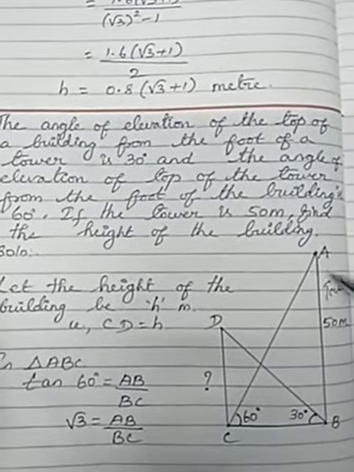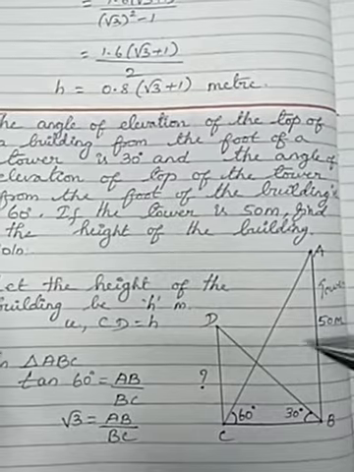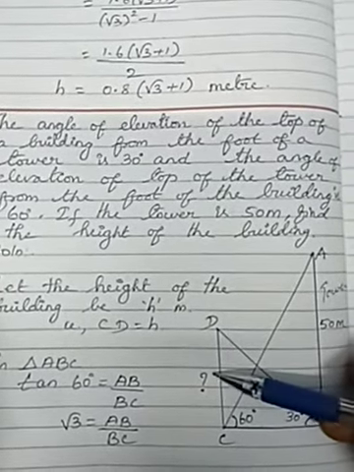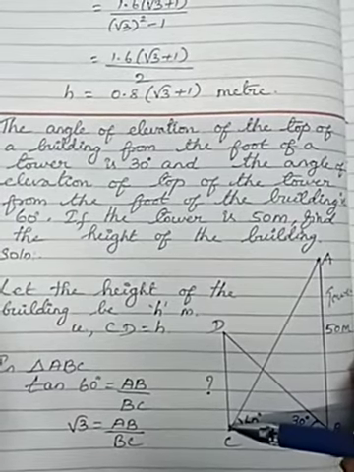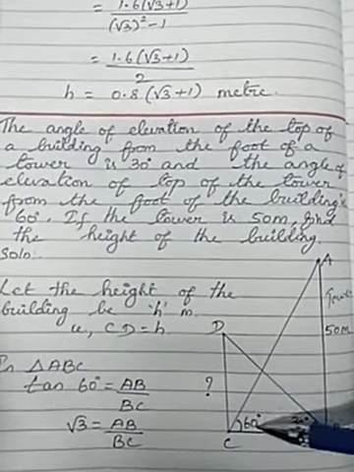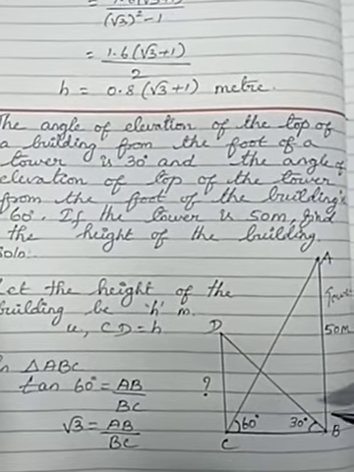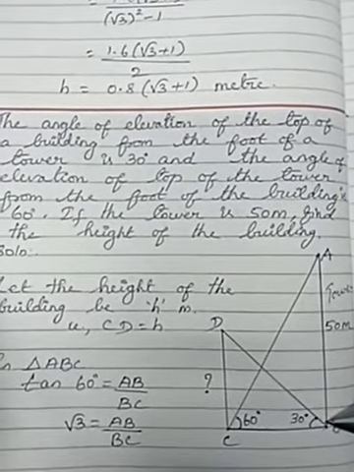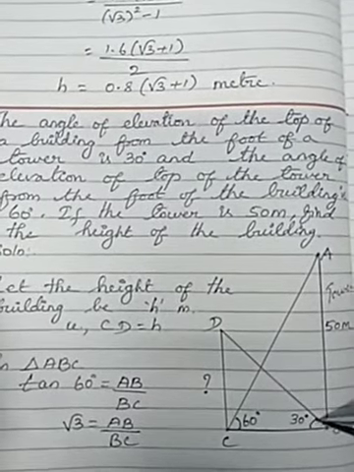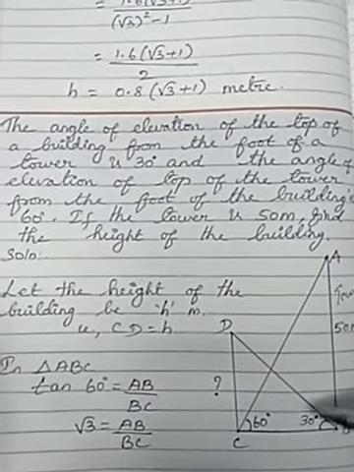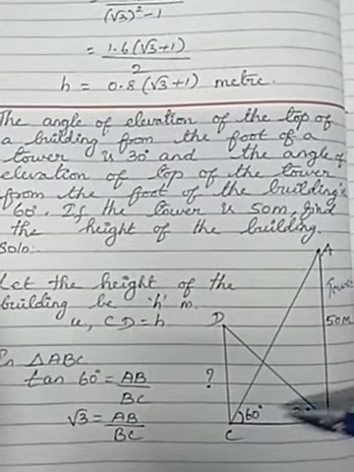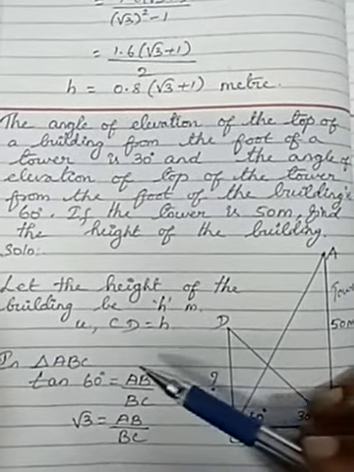AB represents the tower, which is 50 meter high, and CD represents the building. The height is unknown. From the foot of the building to the top of the tower, the angle of elevation is 60 degrees. And from the foot of the tower to the top of the building, the angle of elevation is 30 degrees. Okay, now in triangle ABC, I'm going to use tan 60 degrees.